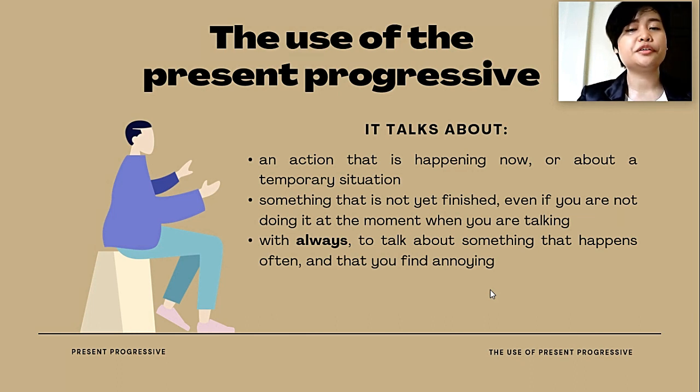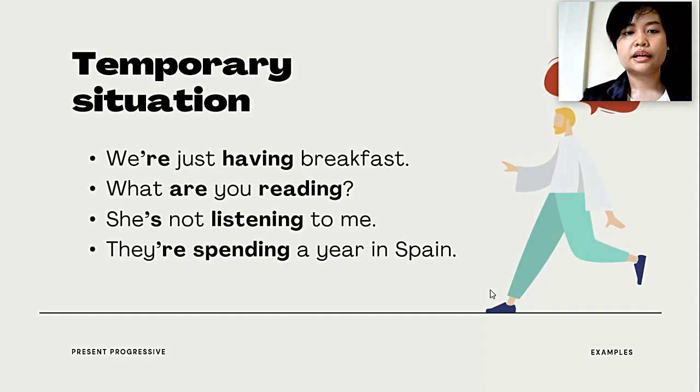And third one is you can use present progressive if you want to describe something with always, okay? And it will be about if you want to talk about something that happens often and that you find it annoying. Temporary situations, for example: we are just having breakfast. What are you reading? She's not listening to me. They are spending a year in Spain. So, in temporary situation, it means that that situation will not happen forever.